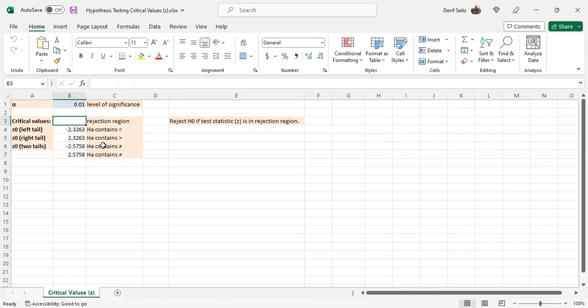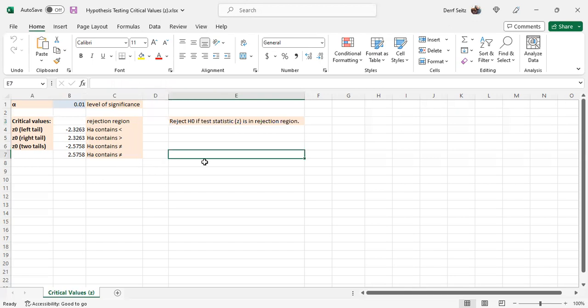This calculation would be done as part of a hypothesis testing procedure. And as part of that procedure, to make a conclusion, you would reject the null hypothesis if the test statistic, the z-score for it, is in the rejection region for the appropriate kind of test being used.